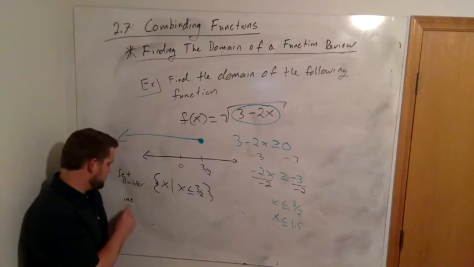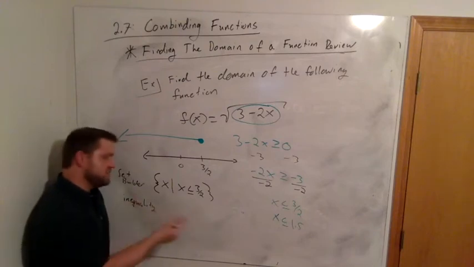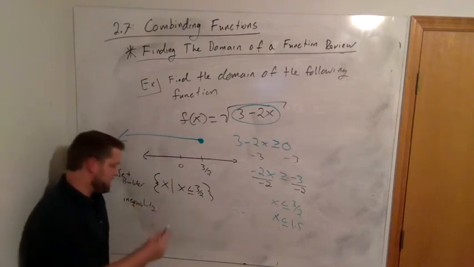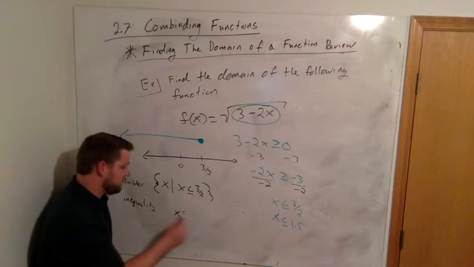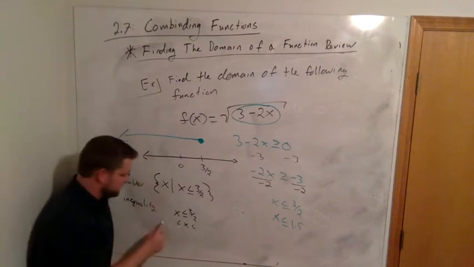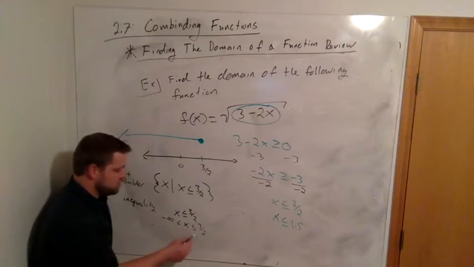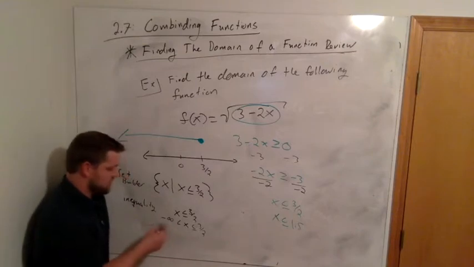There's inequality notation. Inequality notation is just like set builder notation, you just don't have the brackets. So you could just write x is less than or equal to 3/2. An equivalent way to write this is you could also say that x goes from negative infinity all the way up to 3/2. So I'm including 3/2, but notice I'm not including negative infinity.